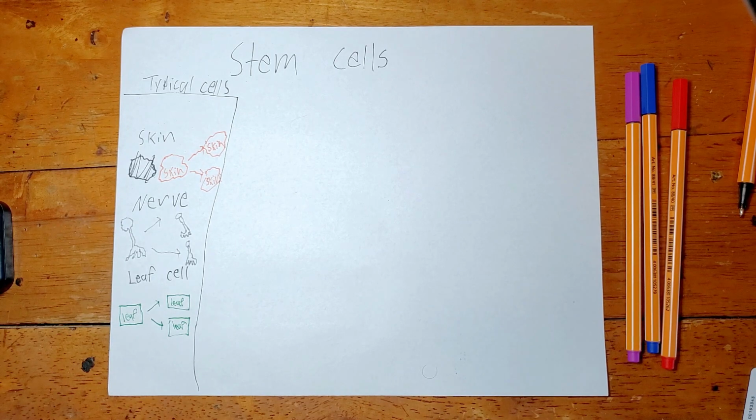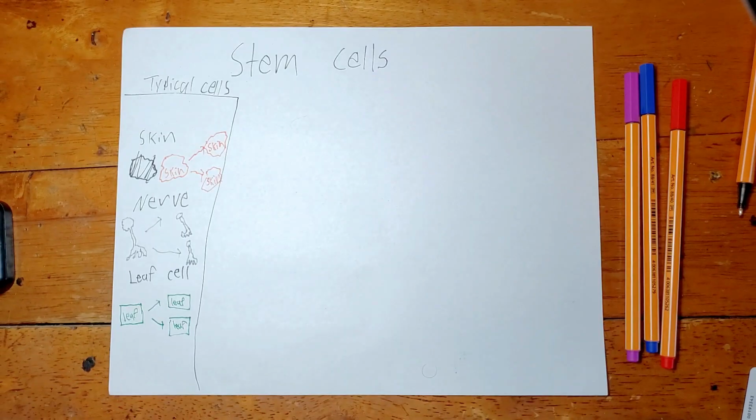And that's all well and good, right? Because if you imagine the skin on the outside of your body, when it gets damaged, you have to replace it with more skin. And if you're a leaf and you get damaged by a storm or a bug or whatever, the plant needs to replace those leaf cells with more leaf cells, right?